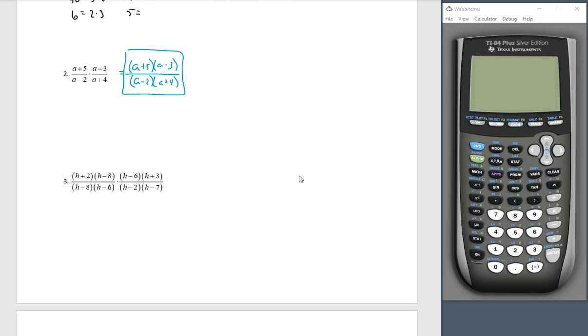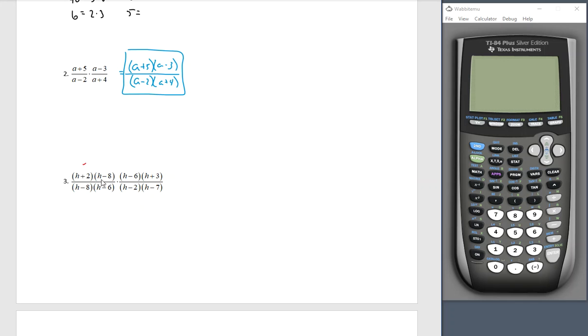Okay, so sometimes that's the easy case there. We hope for those ones. Now, number 3, completely factored numerator and denominators, both fractions, we want to multiply. So I start here with h plus 2 in my numerator, and I look for an h plus 2 in the denominator. There is none. So I move on to the next one.